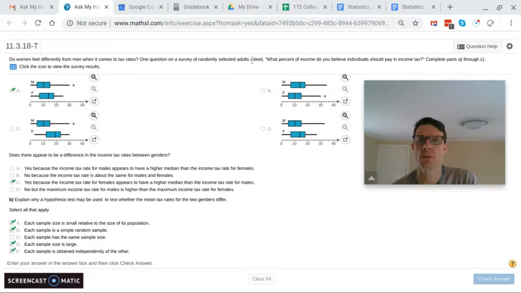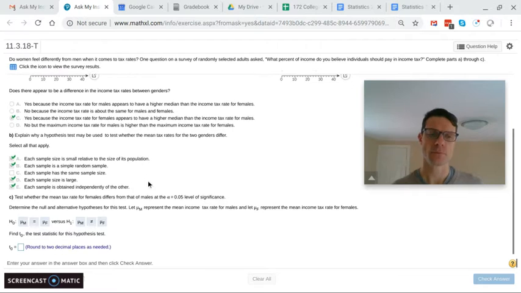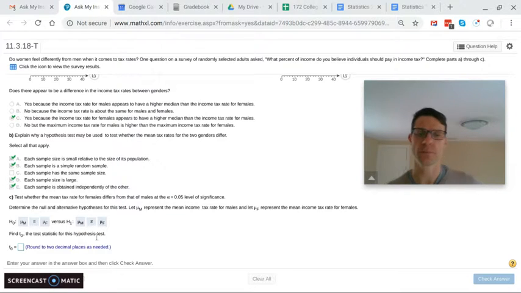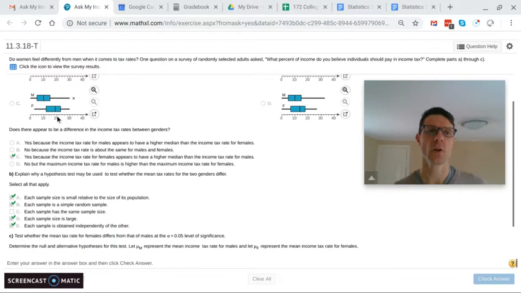So the survey asked, what percent of income do you believe individuals should pay in income tax? And we're using hypothesis testing to figure out if women and men feel differently about the tax rates. Okay. So the default, or the null hypothesis, is that they feel the same, and we just want to see if they feel differently. So to do this with StatCrunch, first we're going to open the data.